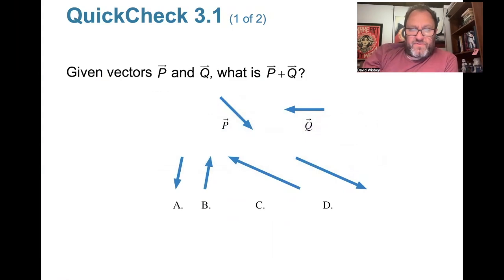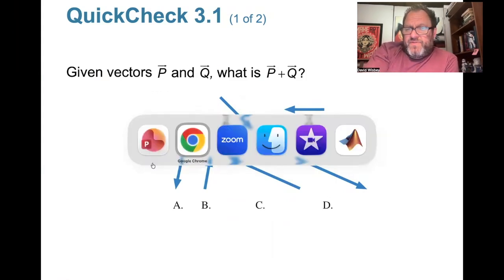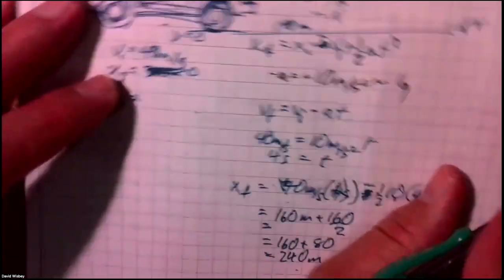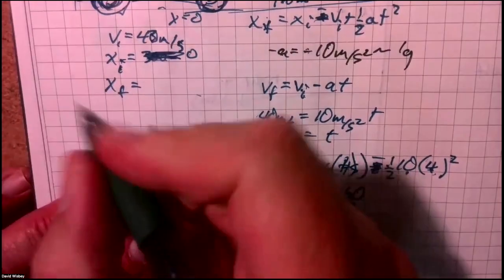Let's make little cutouts of the vectors. The video game is nice. I like the video game, but I like paper too. Okay, so we're actually going to make some cutouts of vectors. We're going to craft some vectors.